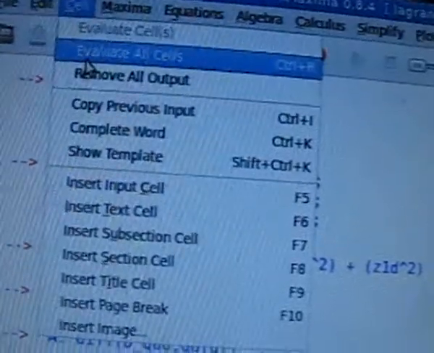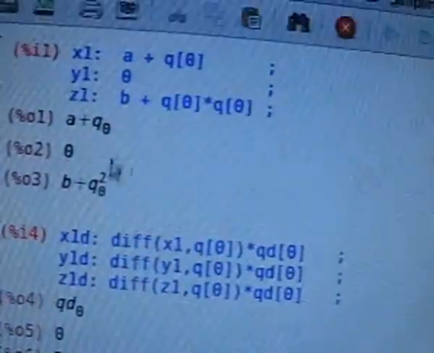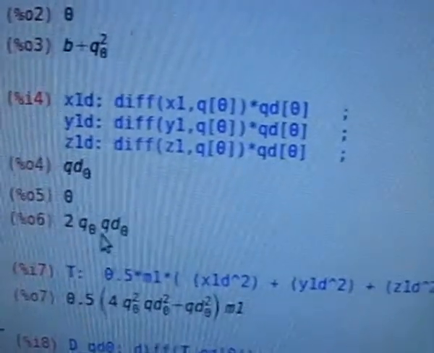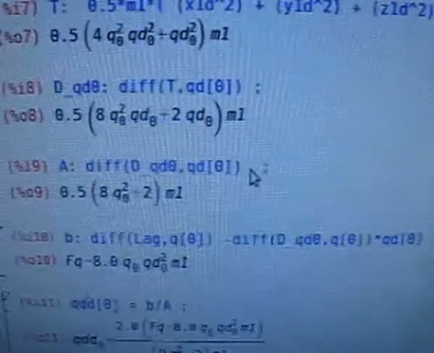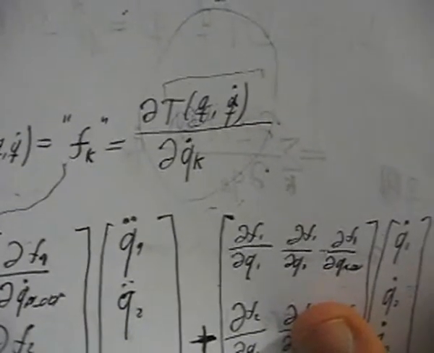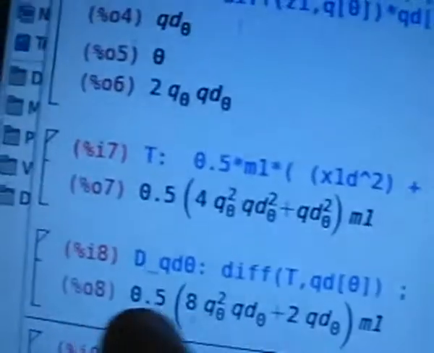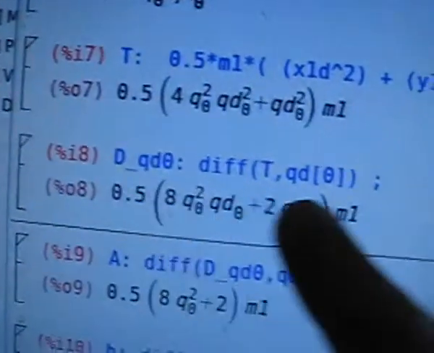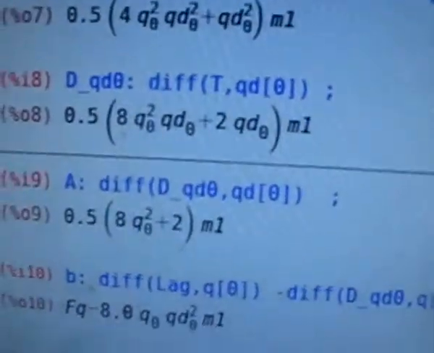Let's do evaluate all cells, and the program automatically obtains these quantities: the velocity, kinetic energy. This is just auxiliary, this is just substitution to avoid coming to very ugly expressions. So this one, you'll be using the same notation even for the more degree of freedom things, and that's all.